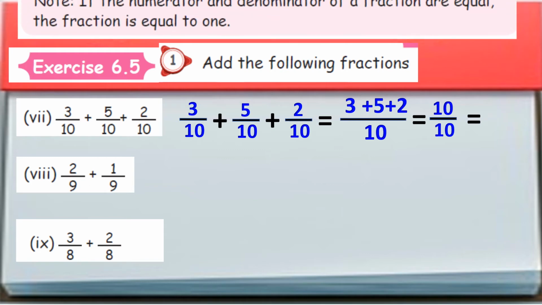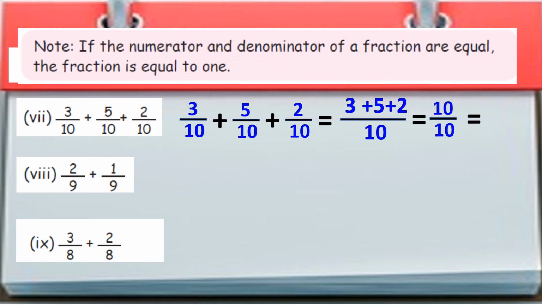So look at this. If the numerator and denominator of a fraction are equal, the fraction is equal to 1. So here is the example. In the numerator we have 10 and in the denominator we also have 10, isn't it? So 10 by 10 is equal to 1. So 1 is the answer.